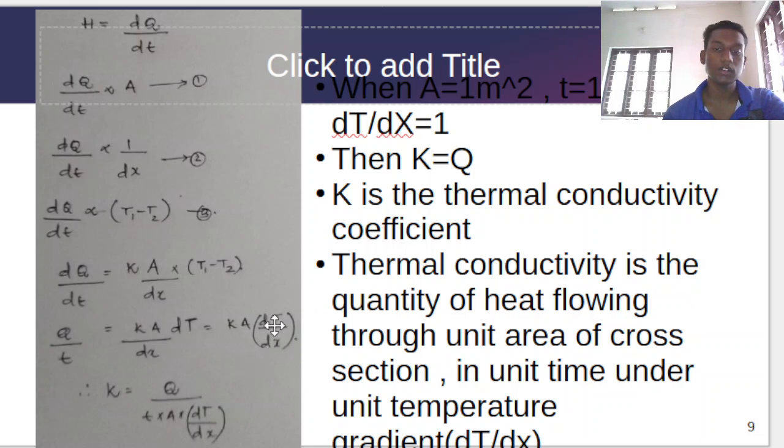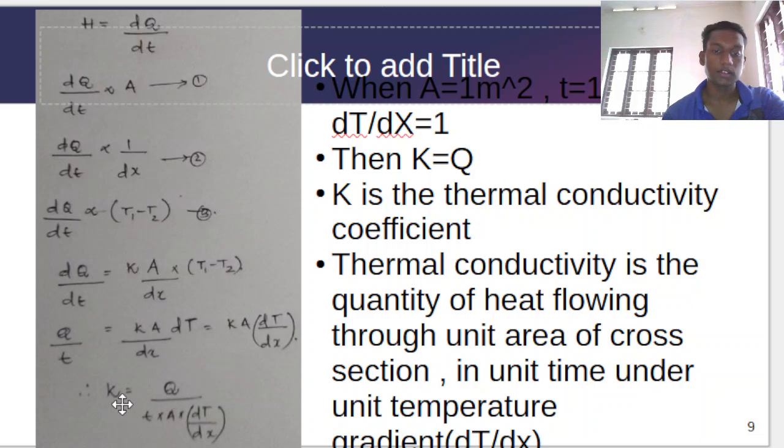This is an important term to mention, as anything divided by distance means a gradient. So this dT by dx means a gradient. Similar to anything divided by time, we say it as a rate. So anything divided by distance can be seen as a gradient.